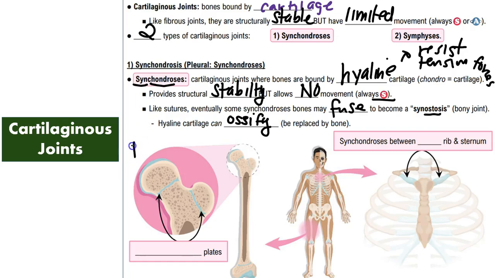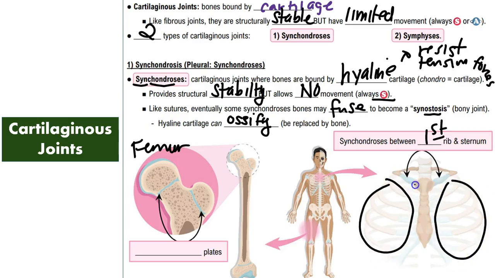First, let's orient ourselves. We're dealing with the femur here, and we're dealing with the first rib and the sternum. So we have our manubrium here, which is a part of our upper part of our sternum, and then we also have our first rib. All the other ribs have nothing to do with synchondroses, okay? So just keep that in mind. These are synovial joints.